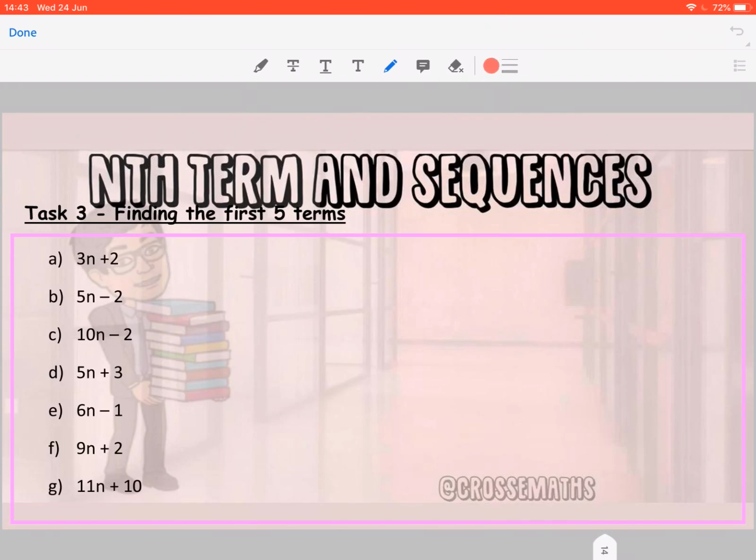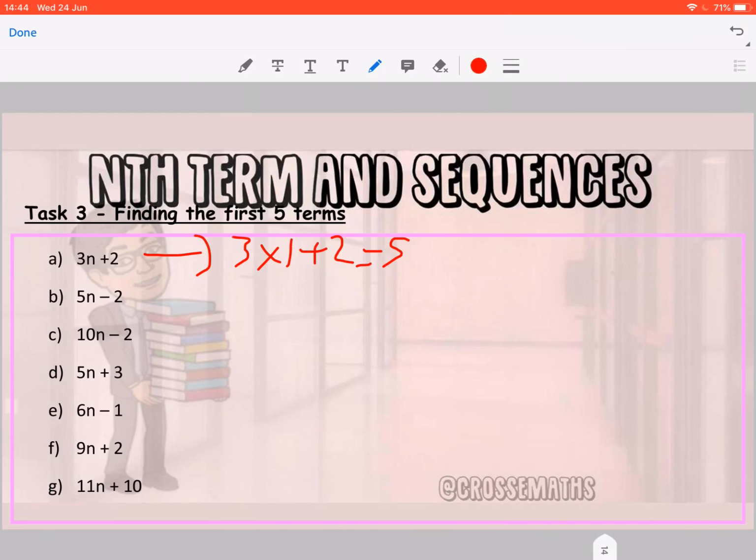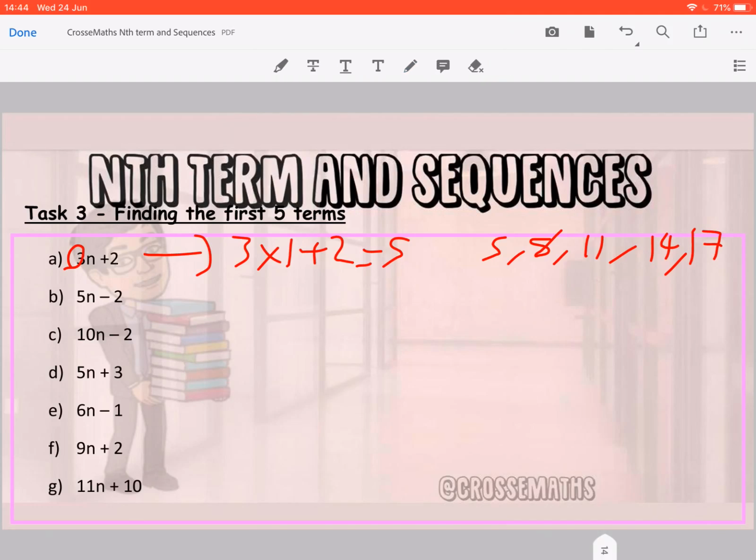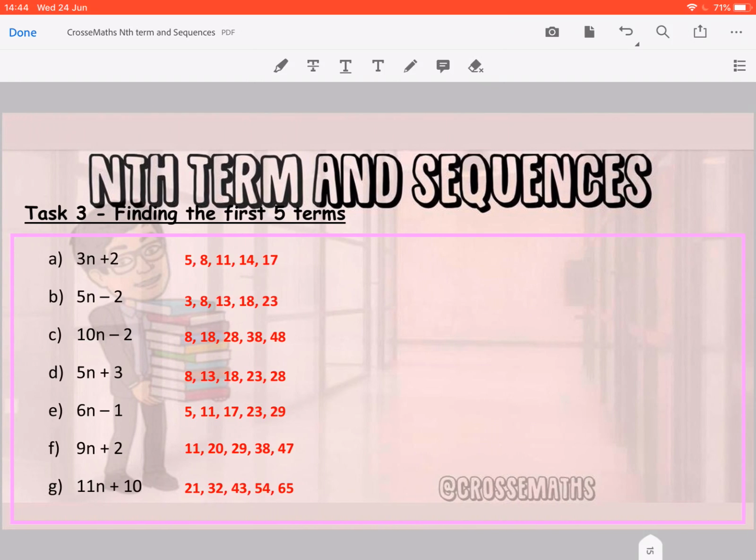Remember, finding the first number, on the first one, the first number would be 3 times 1 plus 2. 3 times 1 is 3, plus 2 is 5. So my first 5 numbers are going to start at 5. It's going up in 3s. So 5, 8, 11, 14, 17. Really straightforward. Have a go at that for me, guys. Right, hopefully that's all done. Pause the video now and mark whatever you've done so far.